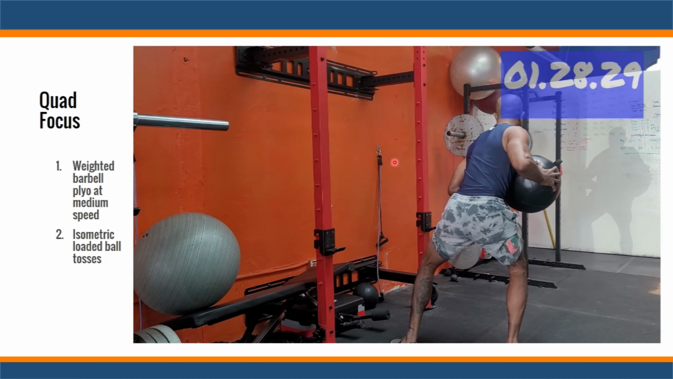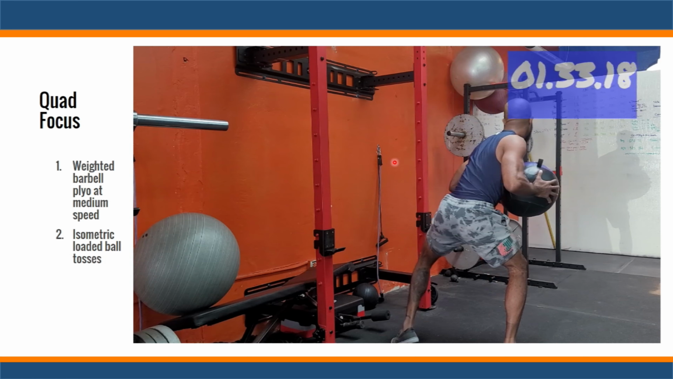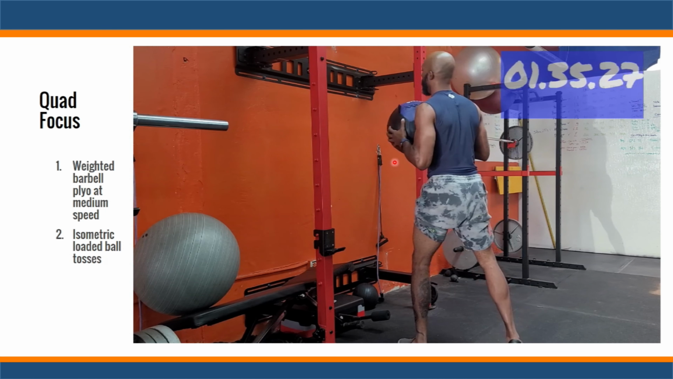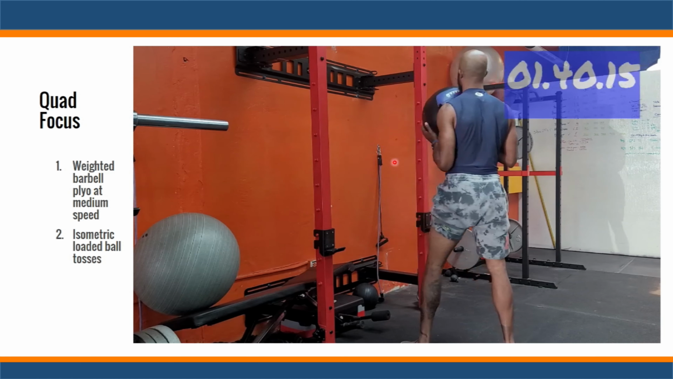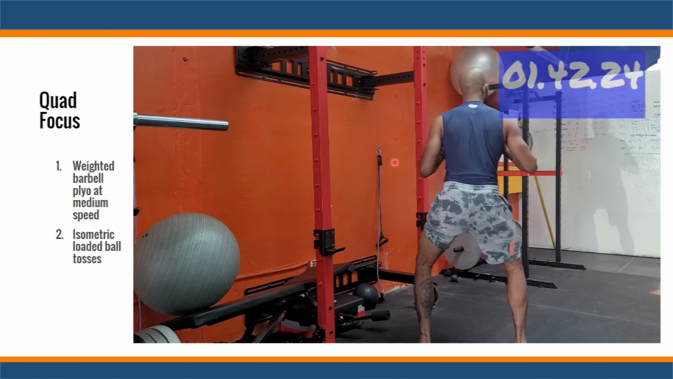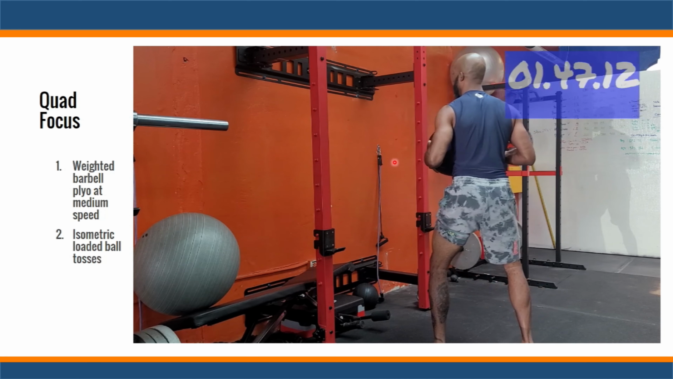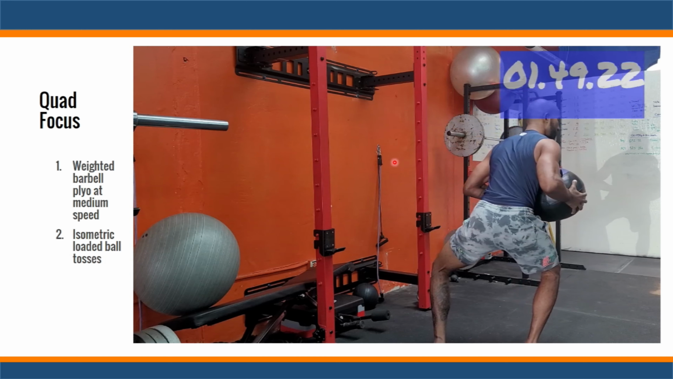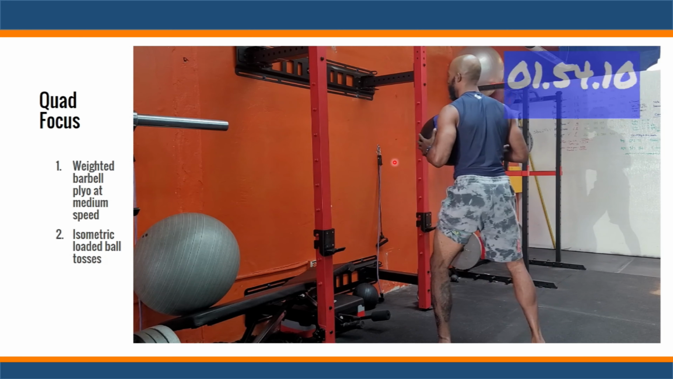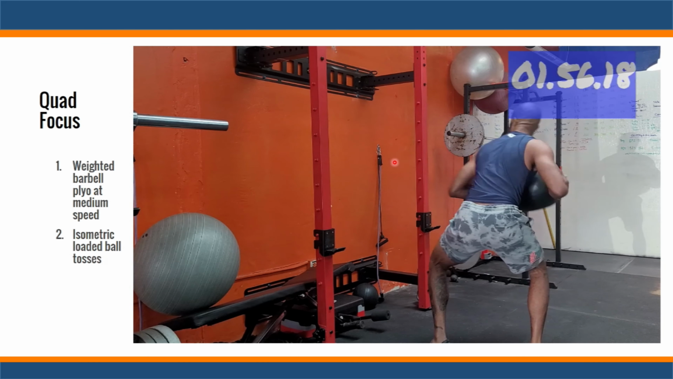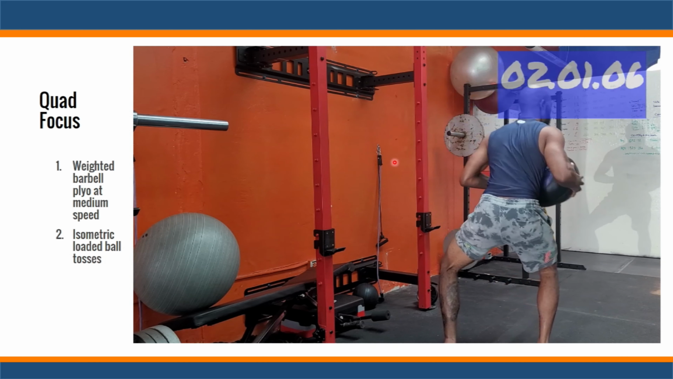After that, we're going to load this isometrically. So as soon as I catch the ball, I peel back into my toss position with a heavier ball. I pause, and then I explode towards the wall. I peel back, I pause, I explode towards the wall. This is a great way to kind of overload this movement. By laying out in that stretched isometric position for the last 90 seconds, I retrain my body how to turn over quickly, right?